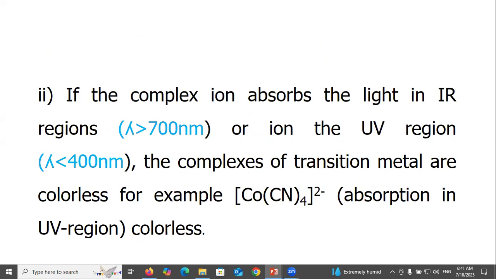If the complex ion absorbs light in the IR region, lambda greater than 700 nanometer, or in the UV region, lambda smaller than 400 nanometer, the complexes of the transition metal are colorless. For example, tetracyanocobaltate absorbs in the UV region and is colorless.